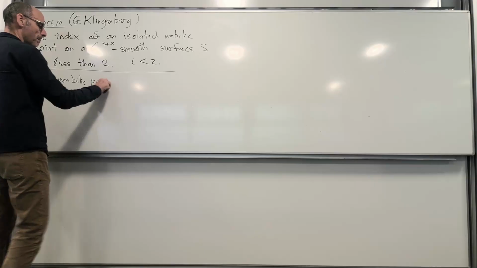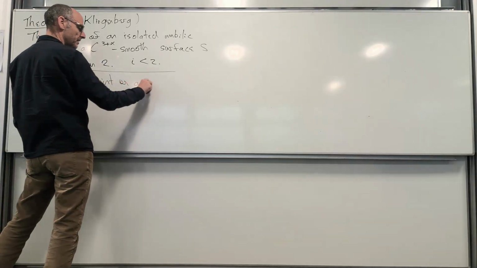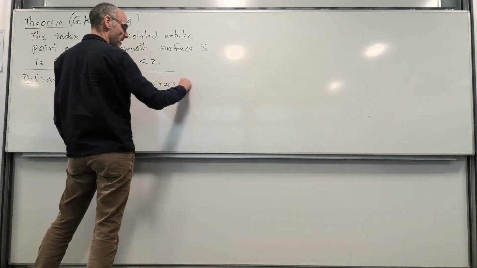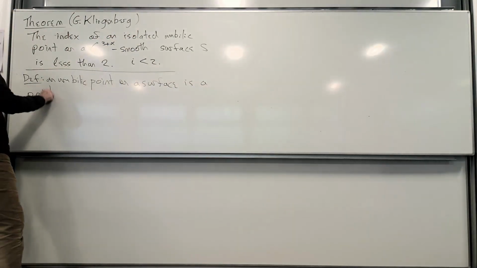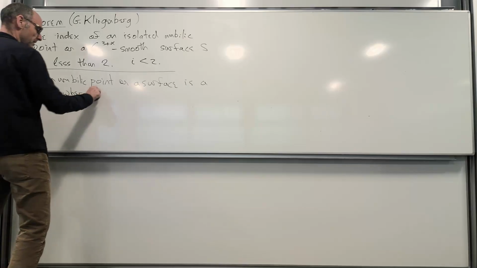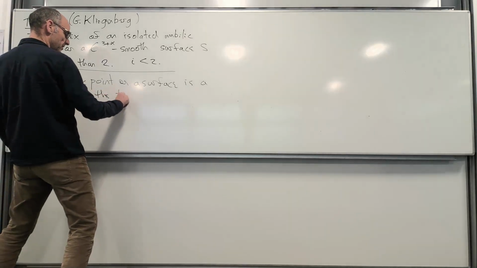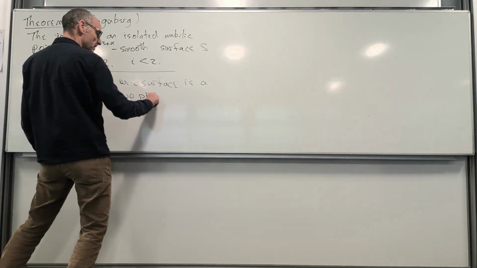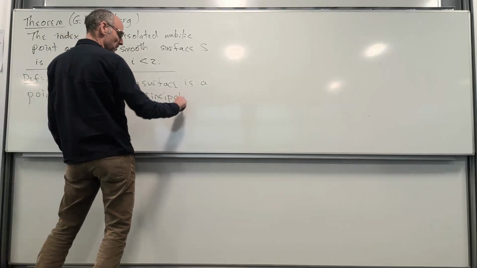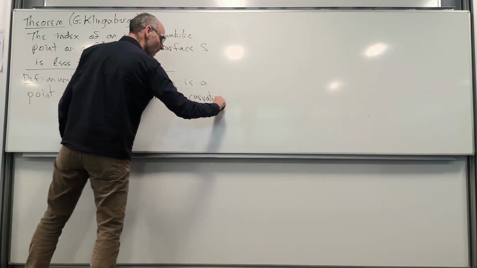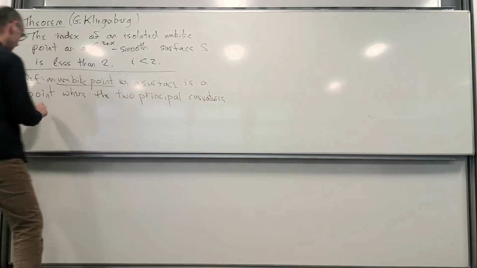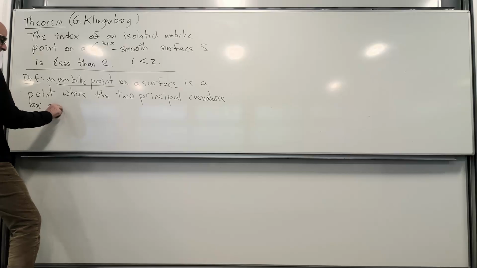An umbilic point on the surface is a point where the two principal curvatures are equal. So it's like a round point in some sense. The principal curvatures are equal, and then our index.